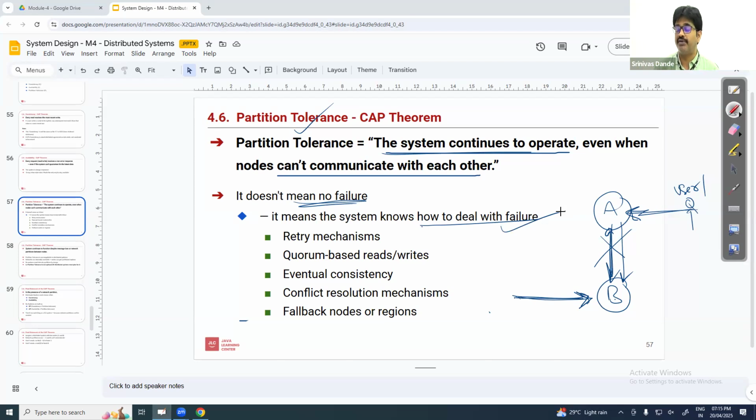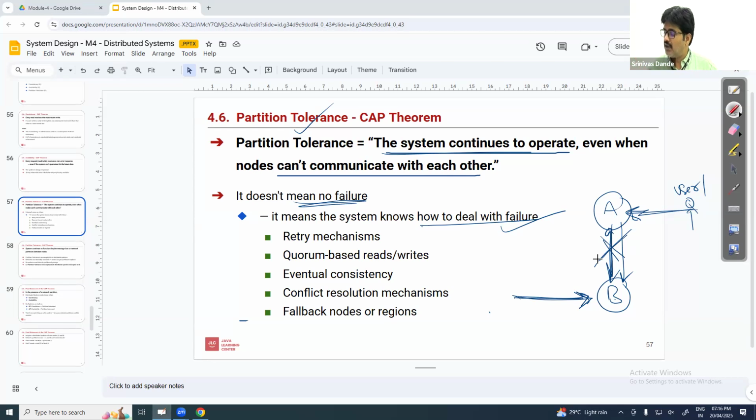System knows how to deal with the failure. A and B are disconnected because of some network issue, guys. Because this is a distributed system, you always assume there is a problem in distributed systems, especially in the networks. There will be a problem. There may be some problem, but the system knows how to handle it. Your distributed system should know how to handle this. You should not expose this problem to the customer.